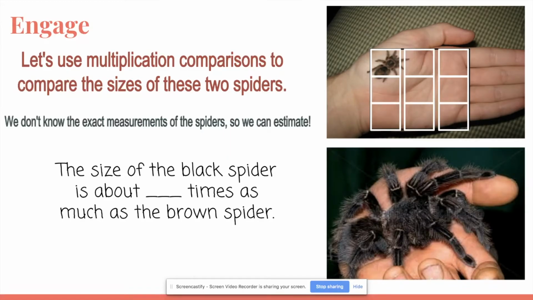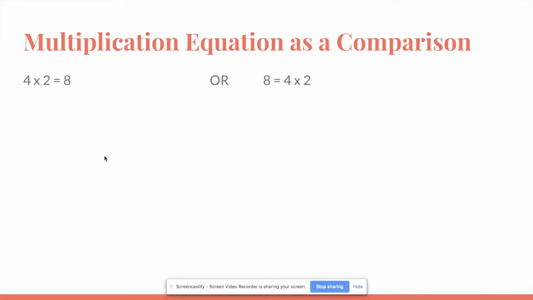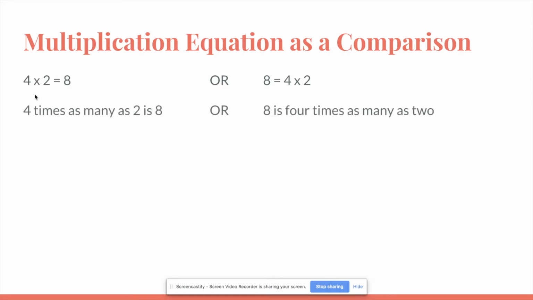Okay, let's get for real. Let's focus. So let's look at this. We got 4 times 2 equals 8. Or we can also write it as 8 equals 4 times 2. Another way that we can read these is 4 times as many as 2 is 8. Or 8 is 4 times as many as 2. All right, pretty simple, right?